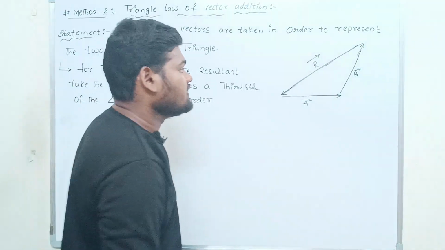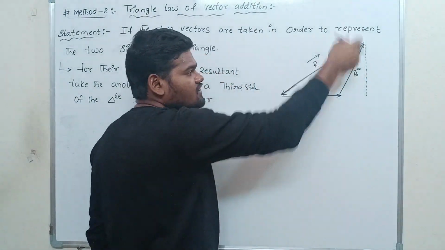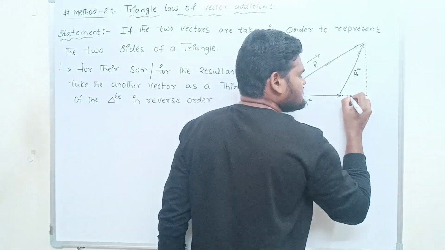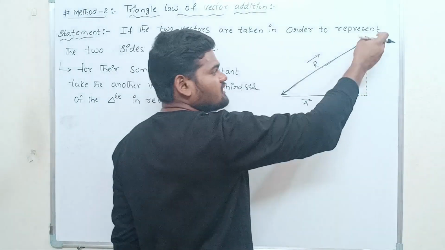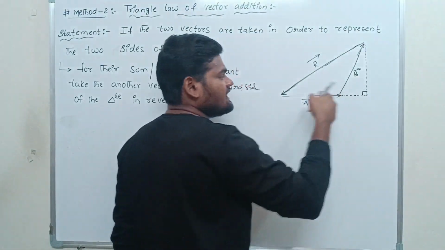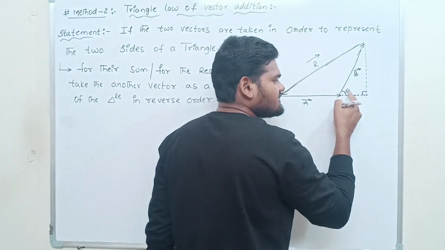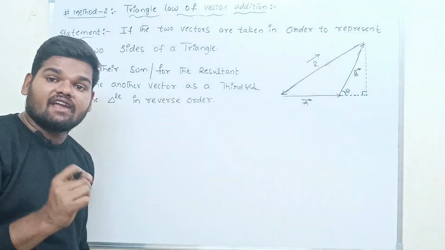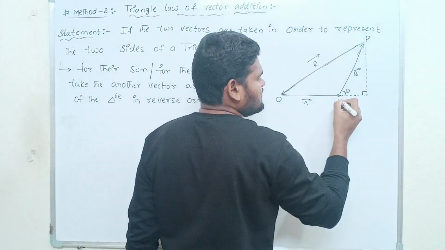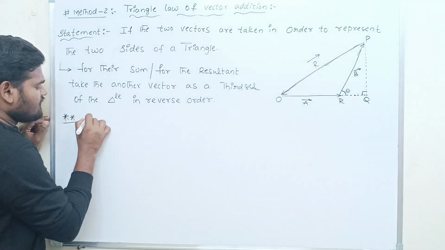I'm going to do the solution. Have a look. From this point, I'm just drawing a straight line, a perpendicular line, like this. And I'm extending this A bar vector. So we have drawn the perpendicular line and extended the A bar vector. Have a look, this is 90 degrees. Now here a right angle triangle is formed. So I'm taking this angle as theta. Now I'm going to give names for the triangle: this point is O, P, Q, R. Have a look. I'm going to do the calculation from the triangle.